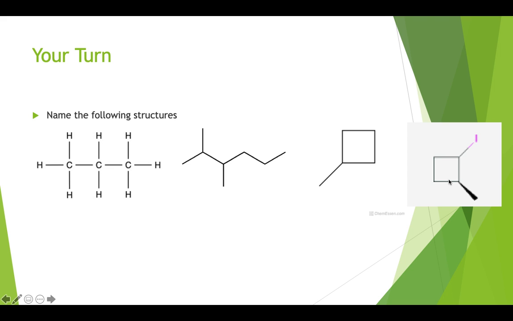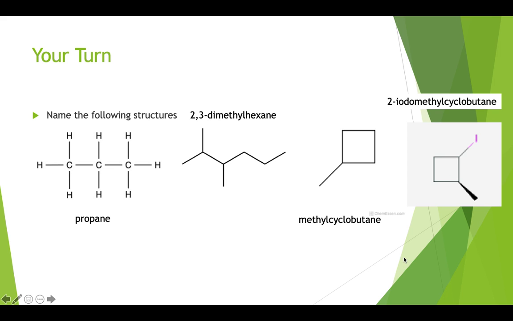Here we are going to need some numbers. And when we do this, we'll see that the methyl group is 1. So this is carbon 1. This will be carbon 2. I don't have to number the carbon as 1. So it would just be 2-iodomethylcyclobutane.